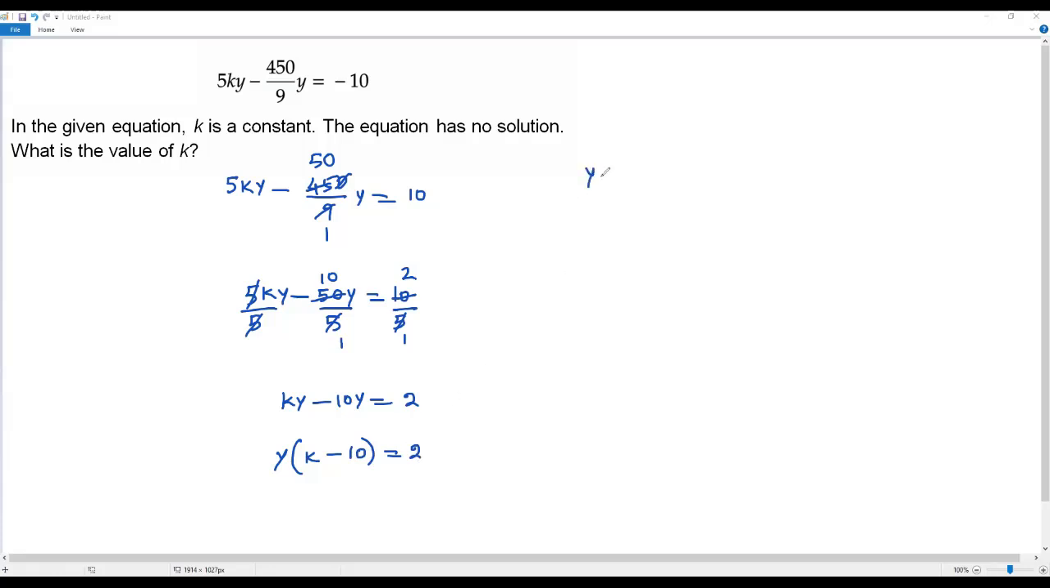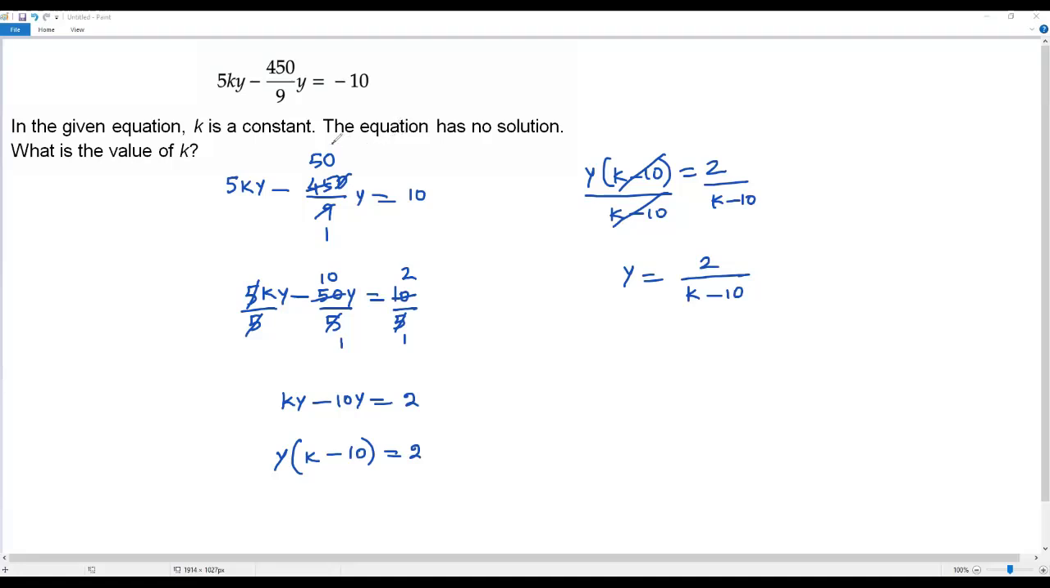Okay, now let me write the same equation here. That is y times (k negative 10) equals 2. Since we are solving for y, we have to isolate y. For that, we have to get rid of k negative 10, which is multiplied by y. So I divide both sides by k negative 10. Okay, so k negative 10 will cancel. I'm getting y equals 2 over k negative 10. So in the given equation, I have solved for the variable y. I'm getting y equals 2 over k negative 10.